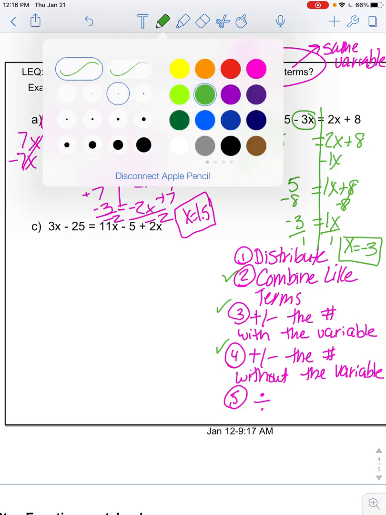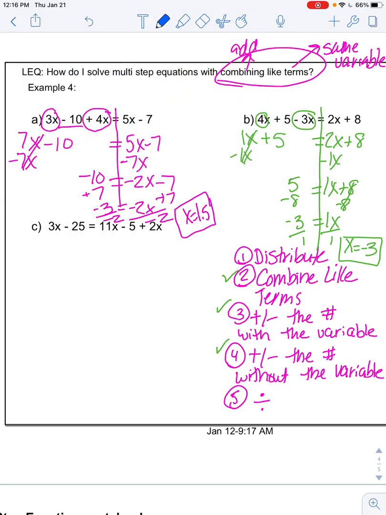Okay, taking a look at C. We have 3x minus 25 equals 11x minus 5 plus 2x. So looking at my left-hand side, 3x minus 25, I don't have anything that needs to be combined. On the right-hand side, I have 11x minus 5 plus 2x. I can combine my 11x and my 2x. That gives me 13x, and then bring down my minus 5.